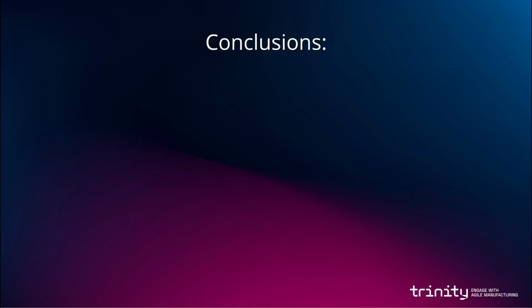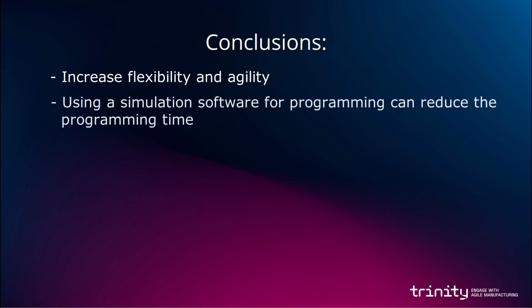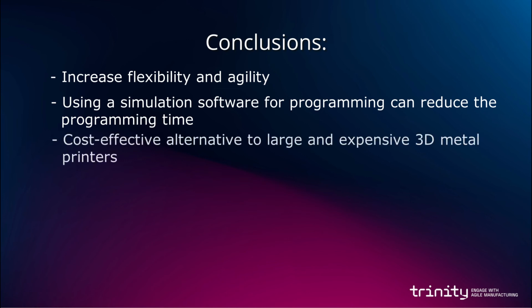So in conclusion, using an industrial robot for welding and additive manufacturing can increase flexibility and agility. And using a simulation software for programming can reduce the programming time and complexity. The simulation software allows for testing of the robot program before executing it on the real physical robot. This system can also be a cost-effective alternative to large and expensive 3D metal printers.